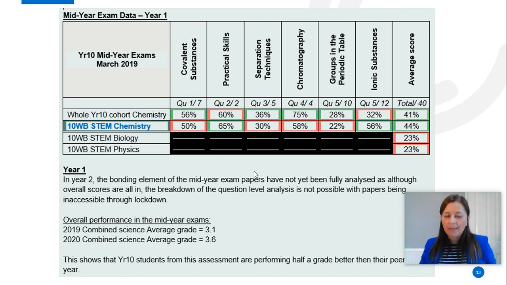Unfortunately, with lockdown and lots of papers being locked away in our deeply cleaned school, we're unable to look at the question level analysis between these topics, but what we have got are the overall scores of the mid-year exams. And we can see here that in 2019, the whole year 10 cohort averaged 3.1 as a grade, compared to this year where they've averaged 3.6, and bonding features very highly in that assessment.